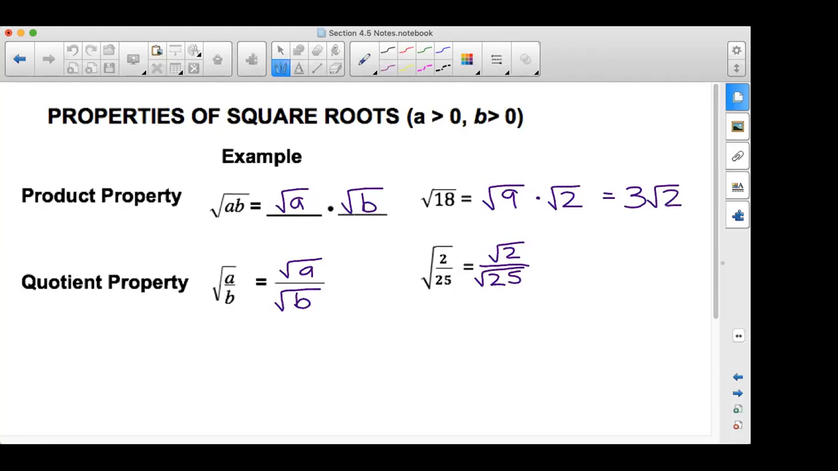And how can we simplify this? Yeah, exactly. And this answer is fine because we don't have a square root in that denominator. Good.